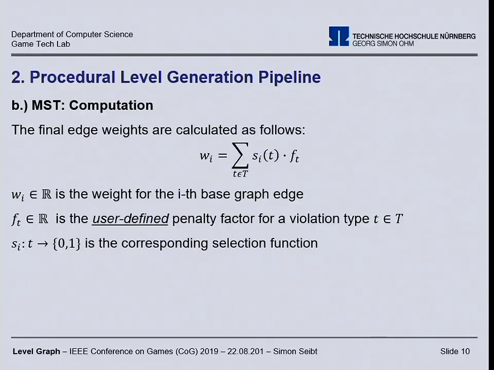So the final weights are calculated using the following linear combination formula. W is the weight for the base graph edge i, and F is the user-defined penalty factor for a violation type t. This factor allows the user to prefer violations. And S is the corresponding selection function for a violation, which can be 0 or 1.